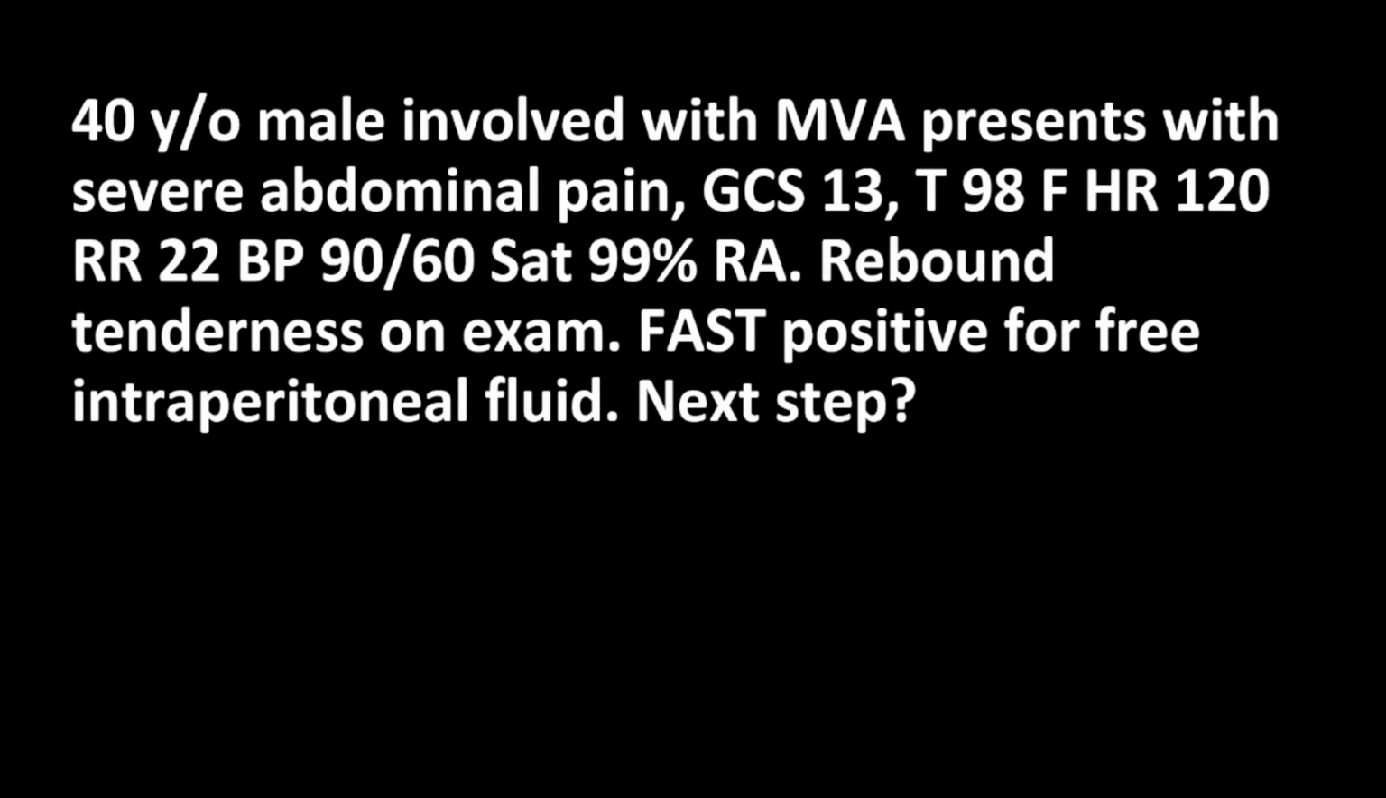Next, moving on, we're going to discuss blunt abdominal trauma. Let's say we have a 40-year-old male who's involved in a motor vehicle accident who presents with severe abdominal pain. His GCS score is 13. Vitals are significant for a temperature of 98, heart rate of 120, respiratory rate of 22, blood pressure of 90/60, and he's saturating 99% on room air. On your exam, you note that he has rebound tenderness, and your FAST scan at bedside is also positive for free intraperitoneal fluid. What is your next step in management for this patient?